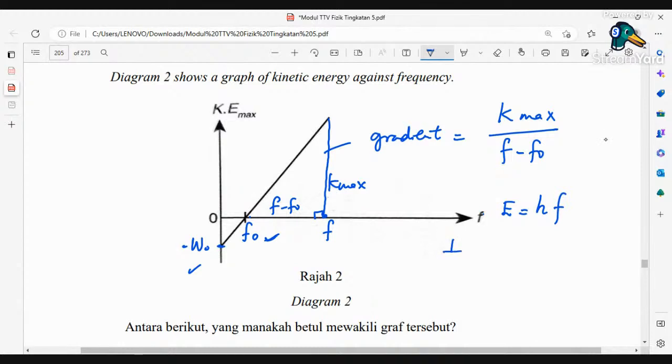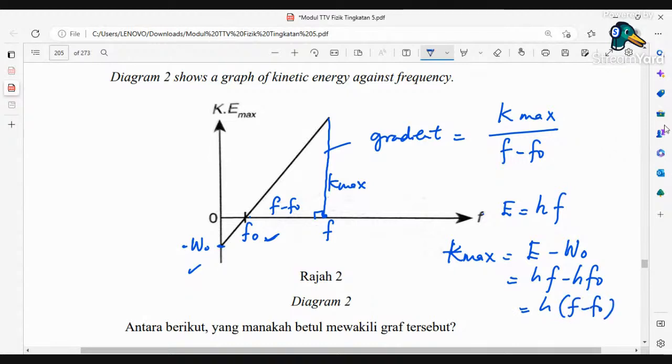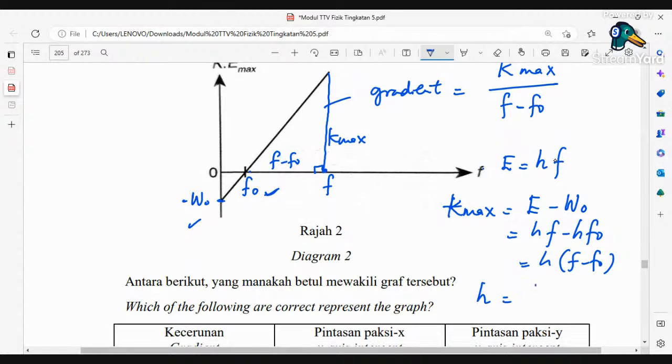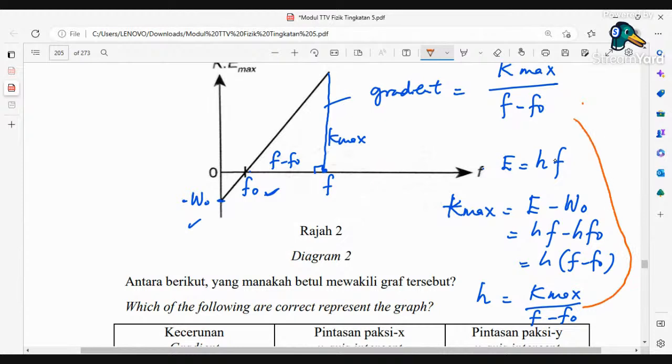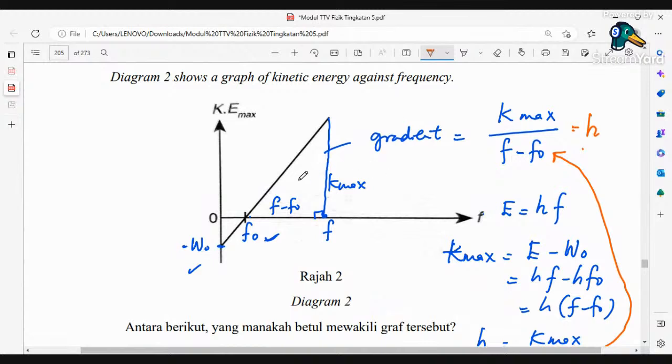And then K maximum equals to E minus work function, meaning hf minus hf0. So hf minus f0. From here we get h equals to K maximum divided by f minus f0. So we compare this with the equation and the gradient. We get the gradient actually equals to Planck constant. You can see there are three important points that you can get from the same graph.